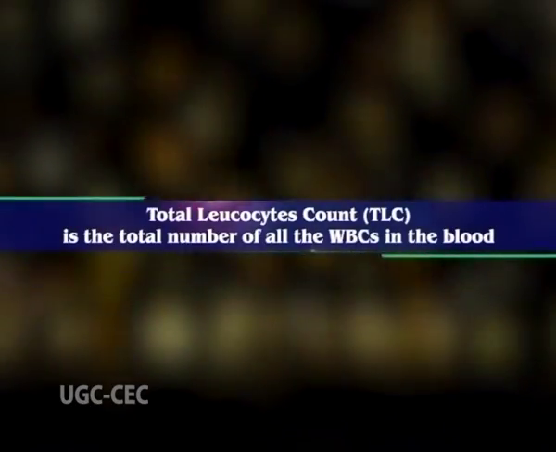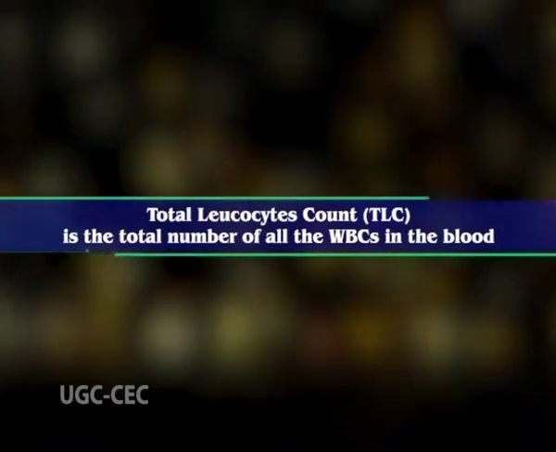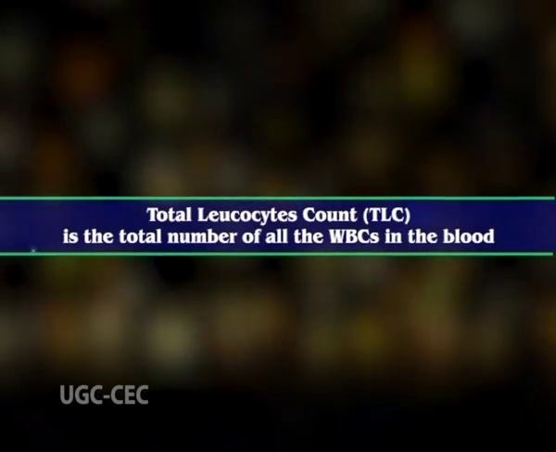Total leukocyte count, TLC, is the total number of all the WBCs in the blood. Differential leukocyte count, DLC. White blood cells comprise several different types that are distinguished based on their size and shape. The cells in a differential count are granulocyte, lymphocyte, monocyte, eosinophils and basophils.